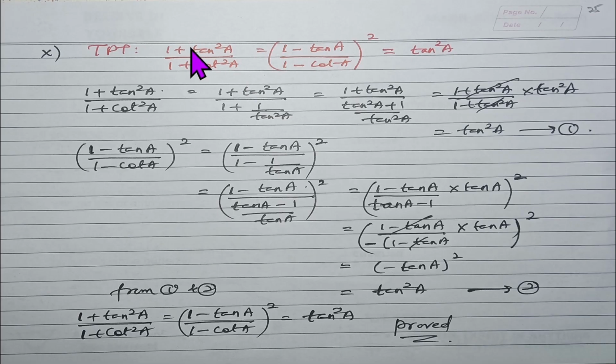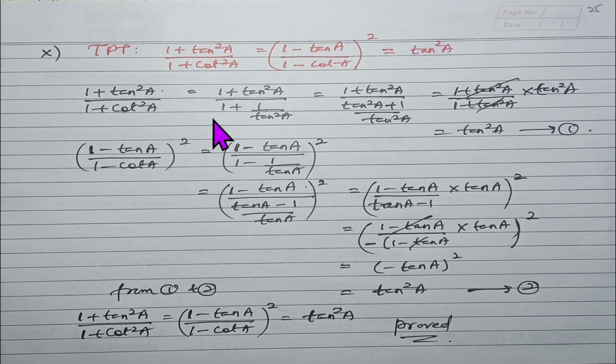So let us take the first one, that is (1 plus tan square A) upon (1 plus cot square A), which is equal to (1 plus tan square A) divided by (1 plus 1 upon tan square A), taking the reciprocal of cot square A. Now take the LCM here, (1 plus tan square A) divided by ((tan square A plus 1) divided by tan square A), and you find that taking the reciprocal of this, (1 plus tan square A) upon (1 plus tan square A) into tan square A. This will cancel, we get tan square A. So we got tan square A there.